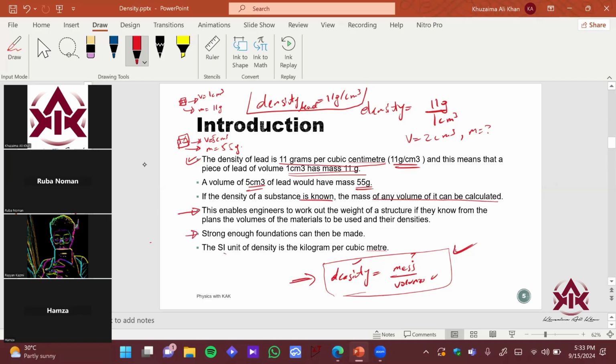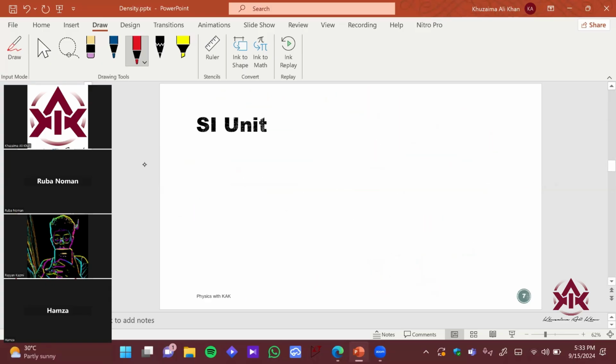The SI unit of density is kilogram per cubic meter, right? We're going to derive it in a while, how it comes about, okay? So let's derive the SI unit of density. We know the formula of density. What is density? Density is mass per unit volume, okay? Imagine we are talking about a cube over here, right? It has dimensions length by length by length, right? Okay, so now let's derive the units.